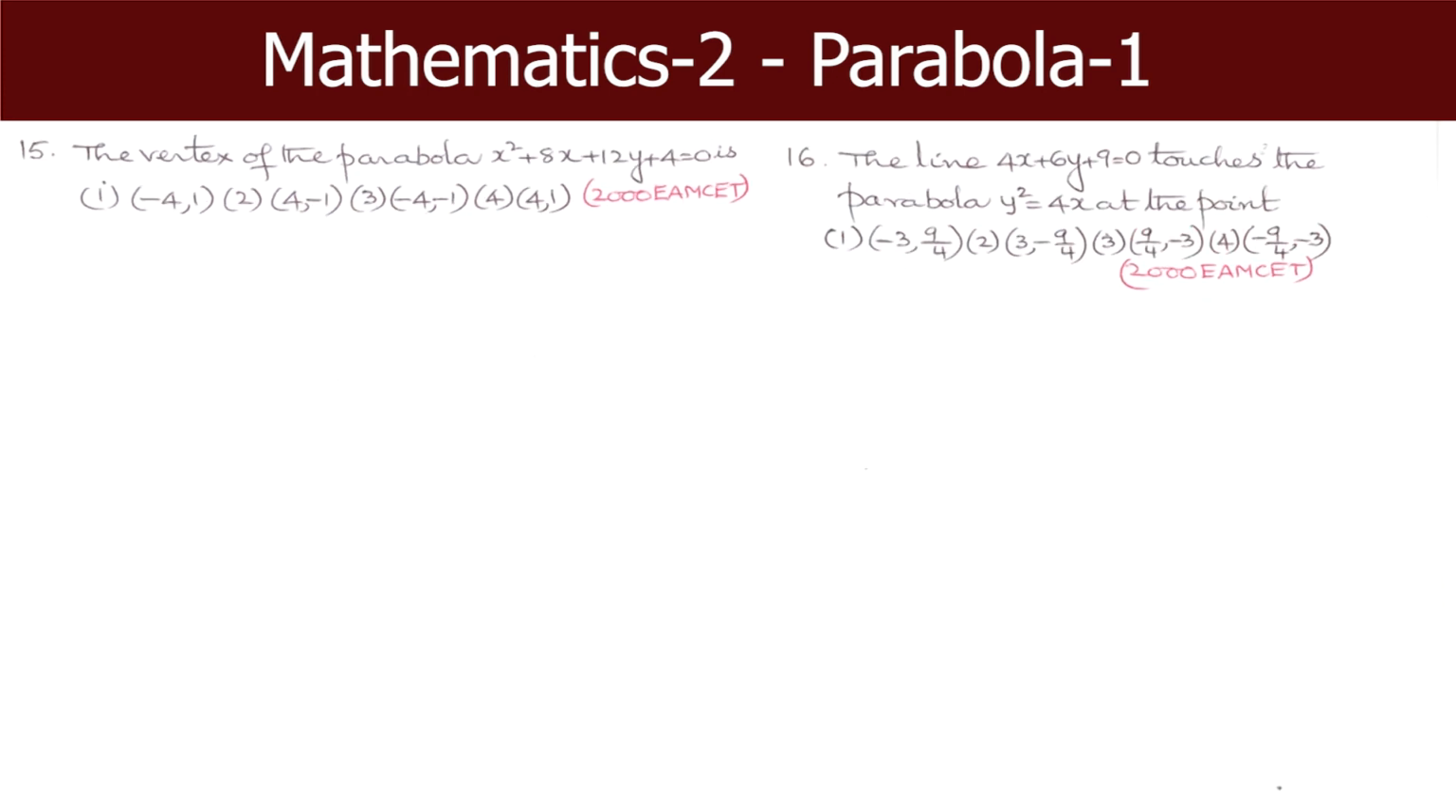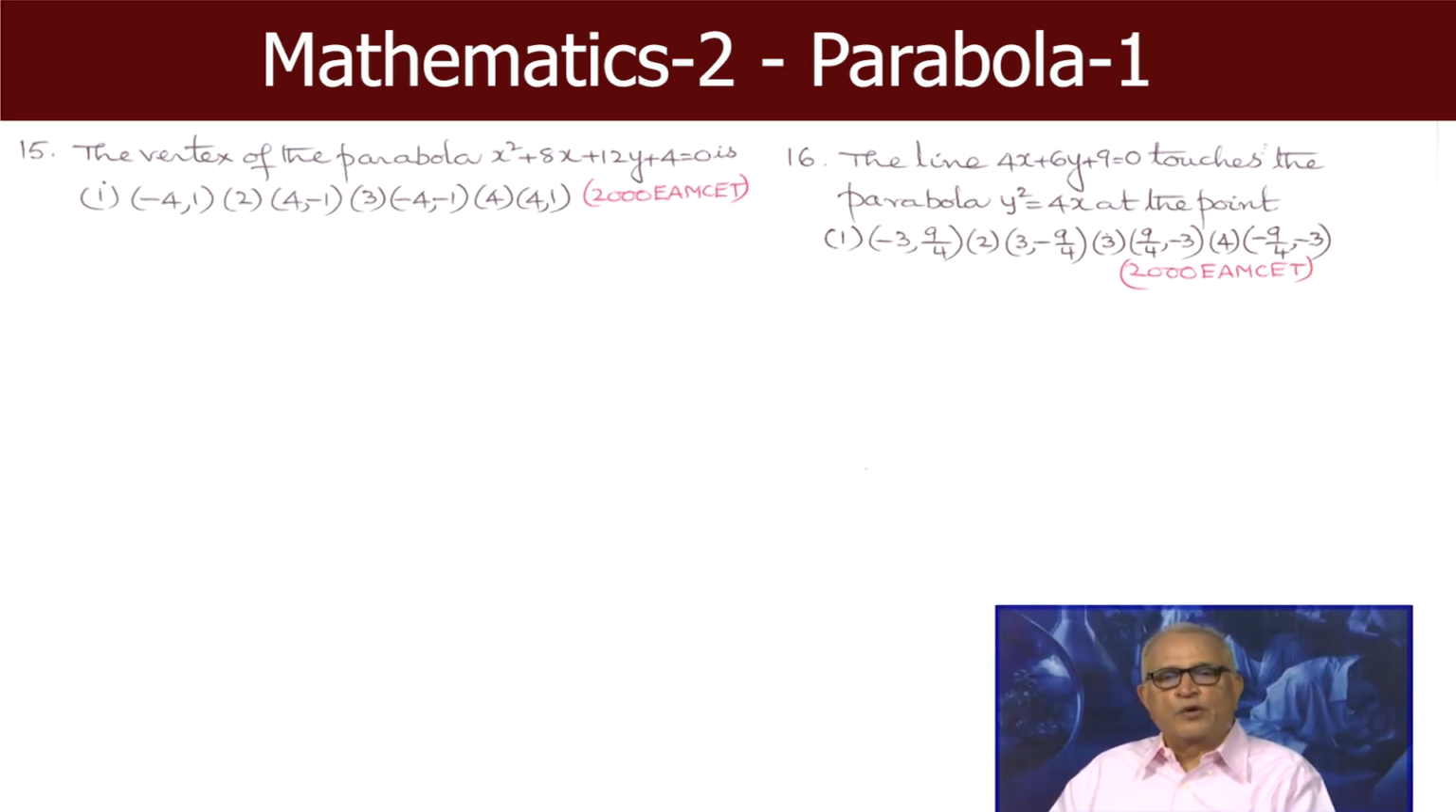Next, 15. The vertex of the parabola x square plus 8x plus 12y plus 4 equal to 0, 2000 EAPCET. The questions are the same, we are just doing them twice for practice.